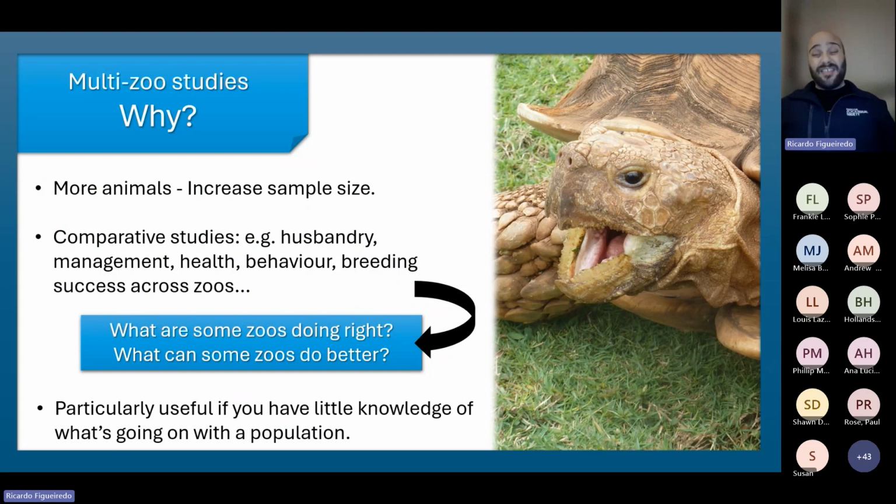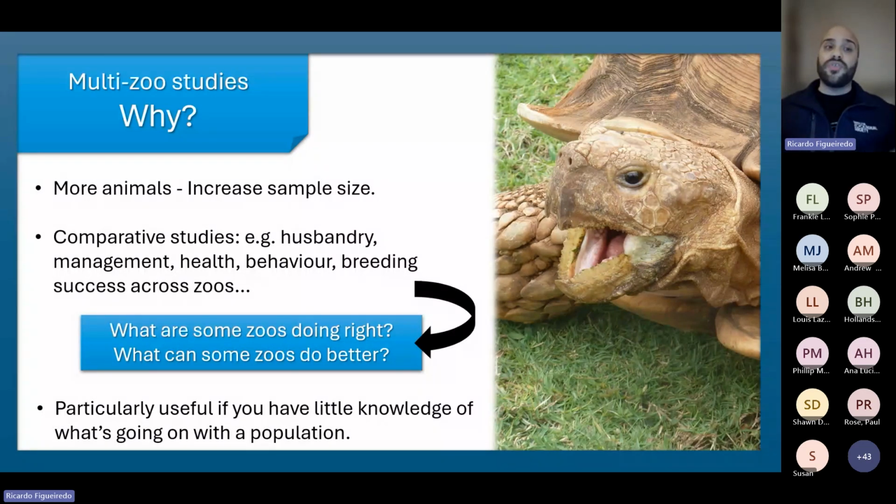And this is particularly useful if we have little knowledge of what's going on with the population. So if we're working with an animal species that we know very little about, they are in a number of zoos, but we don't know what's going on with them. We don't even know where to start. We know there's a particular issue, let's imagine high mortality or low breeding success, but we don't know what the issue is because there's been very little research on them.